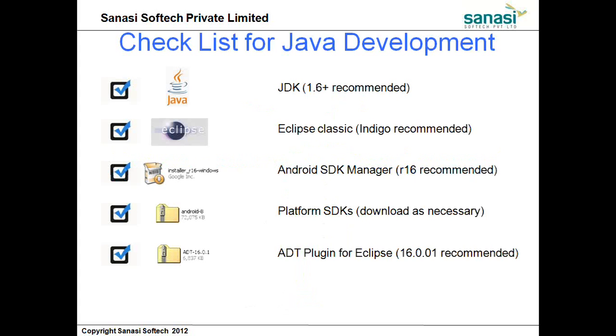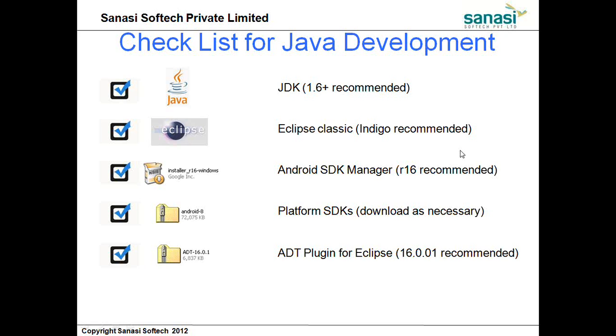So, a quick checklist for application development in Java. The first thing you will need is the JDK. I would recommend a version of 1.6 at least. Then you need to get hold of the Eclipse IDE, and the version I recommend is Indigo. Then you'll have to get hold of the Android SDK Manager. In fact, the version R16 is recommended.